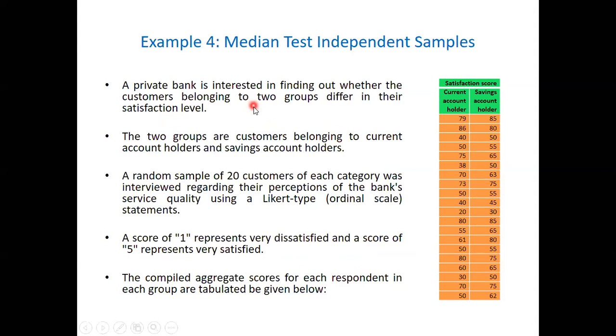Look at it. The private bank is an example. This one is an example. Now, a private bank is interested in finding whether the customers belonging to 2 groups differ in their satisfaction level. So, fortunately, I just have 2 groups here now. I decided not to have 3 because we are not actually talking about comparing more than 2 groups. But the test can be used for comparing more than 2 groups or 2 groups.